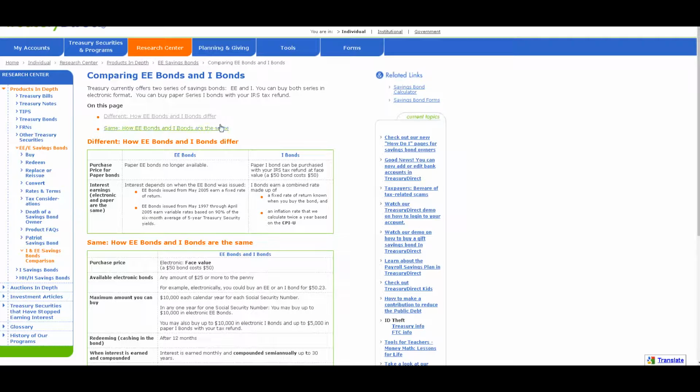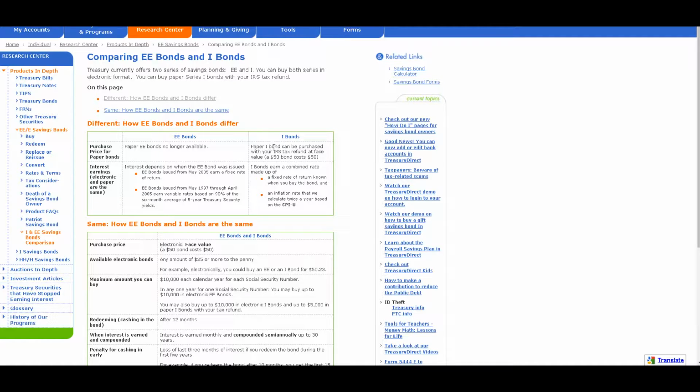Now today we're going to be doing a comparison between EE bonds and I bonds. If you didn't watch the videos on EE bonds or I bonds, I covered both of them pretty in depth, going over their pages. Today we're going to be doing a comparison, and then a couple of things where EE bonds and I bonds don't really compare with each other.